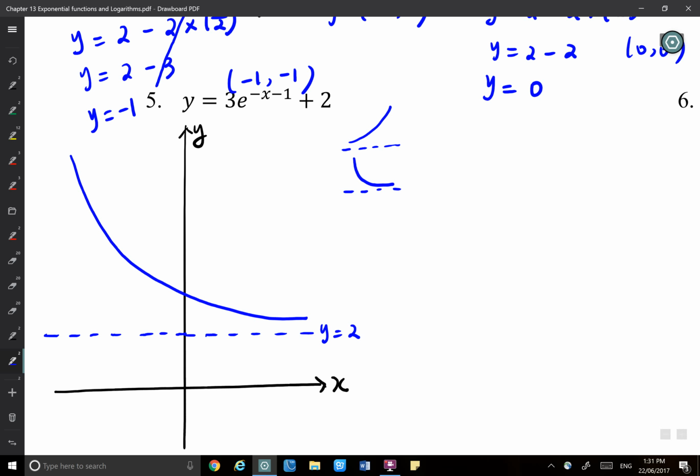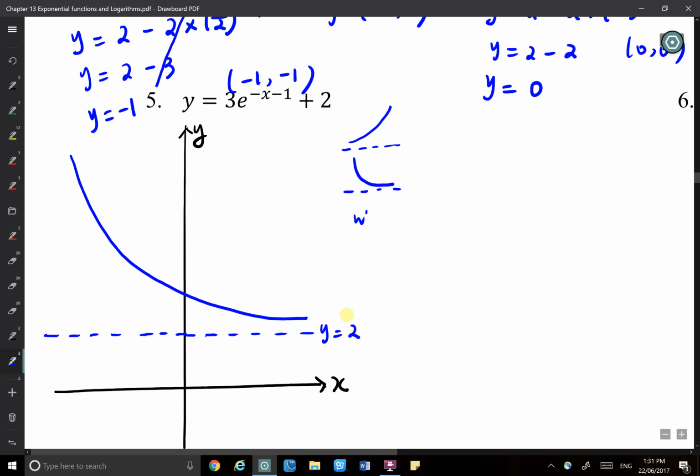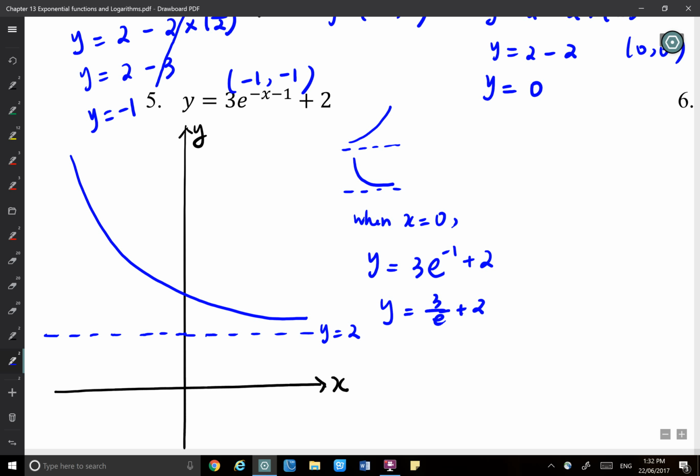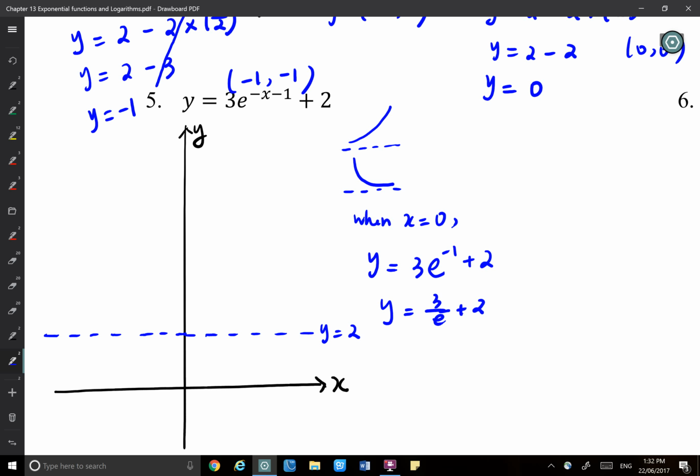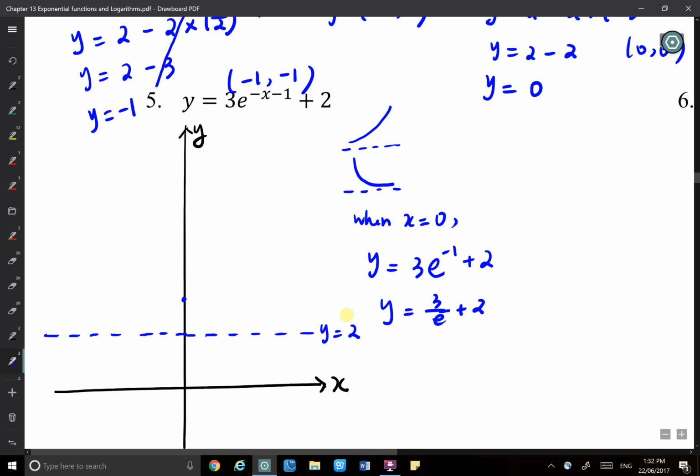Okay, so what I can do is, when x equals 0, y equals 3e to the power of minus 1 plus 2. I can say that's 3 over e plus 2. Well, 3 over e is 1 point something because it's 3 divided by 2.7. So 1 point something plus 2 is 3 point something. So a little bit above 3. Okay, a little bit above 3. So I can say that's approximately here. It's not necessary to be accurate.